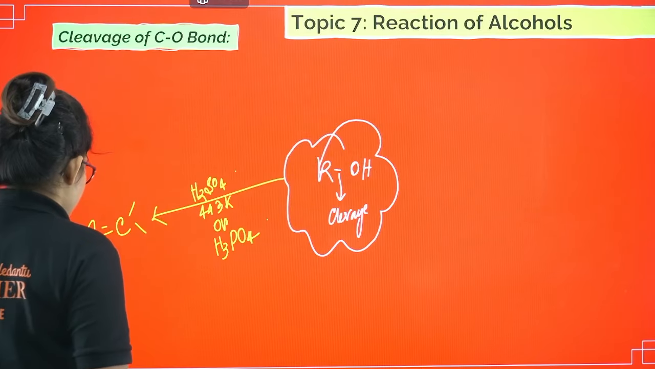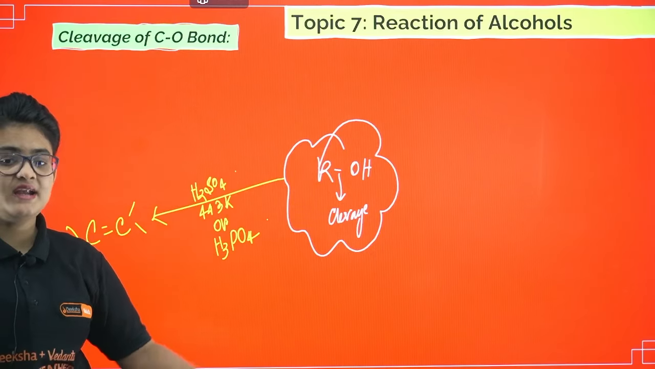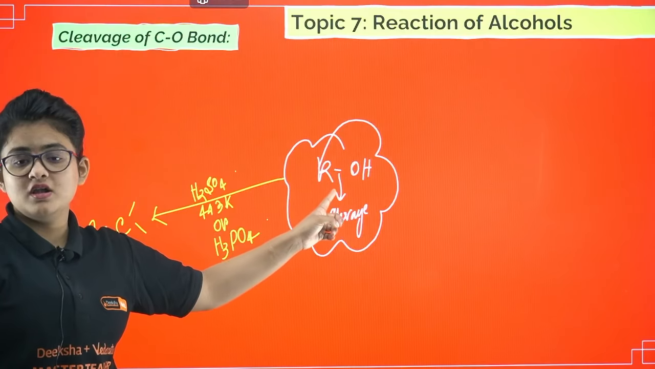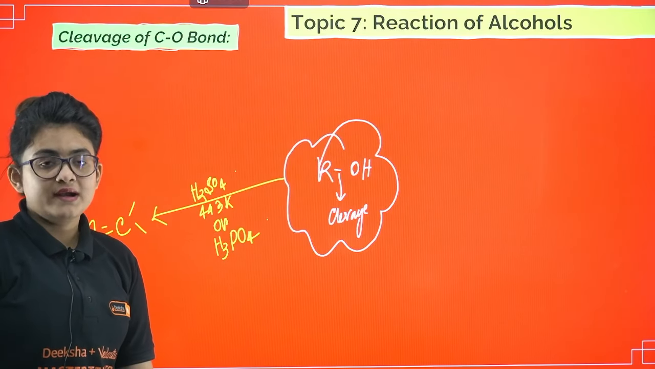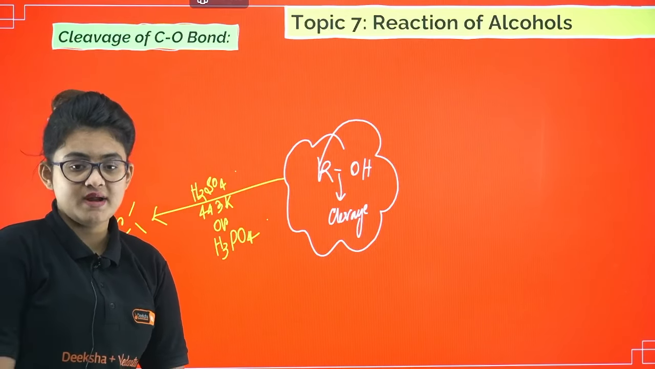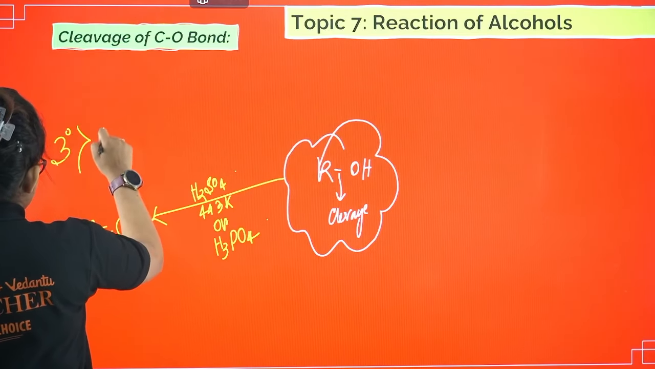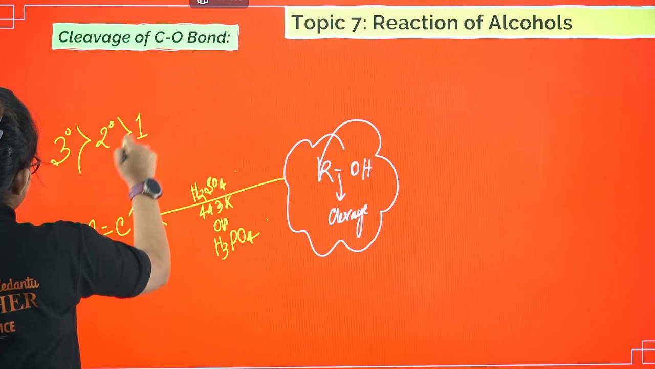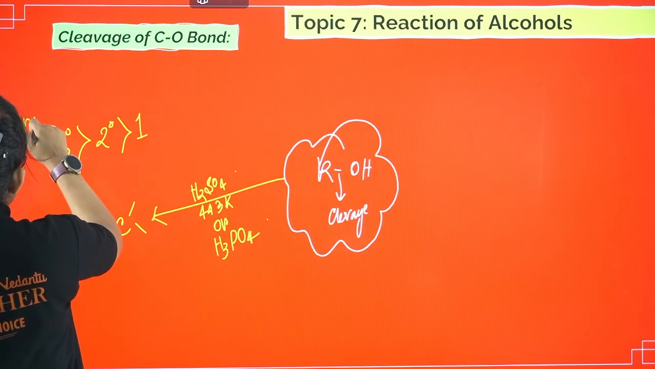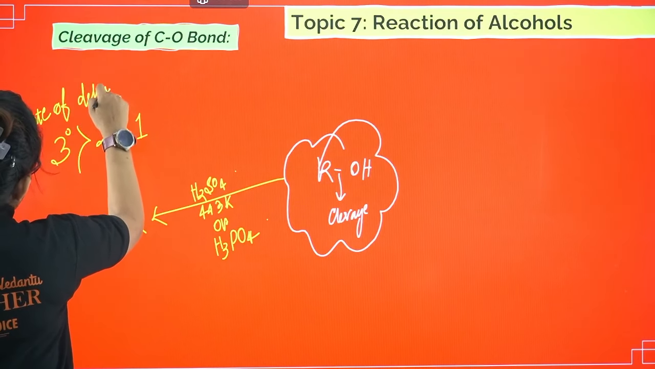For the dehydration, a carbocation will be generated. So whether this R group is 1 degree, 2 degree or 3 degree will matter. The reaction rate will matter. Definitely for 3 degree it will be greater, then 2 degree, then 1 degree. This is the rate of dehydration.